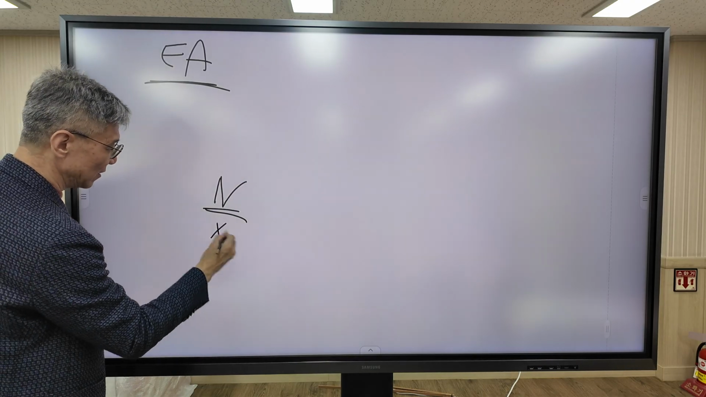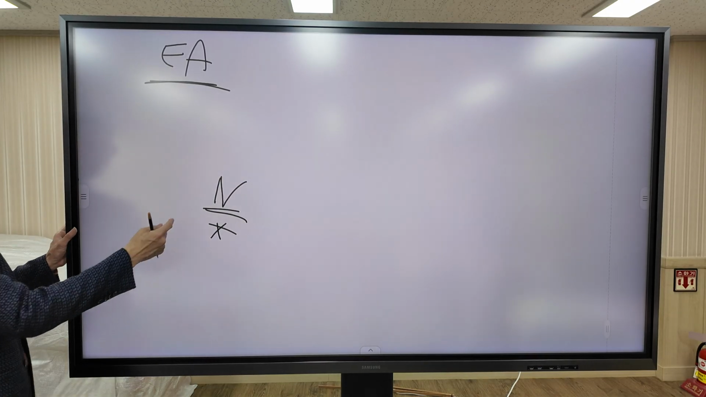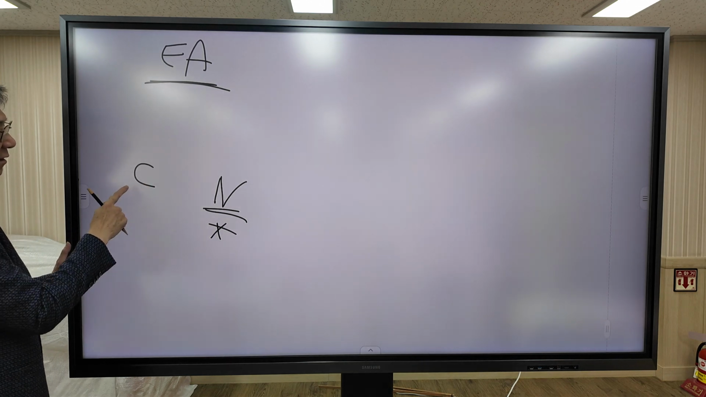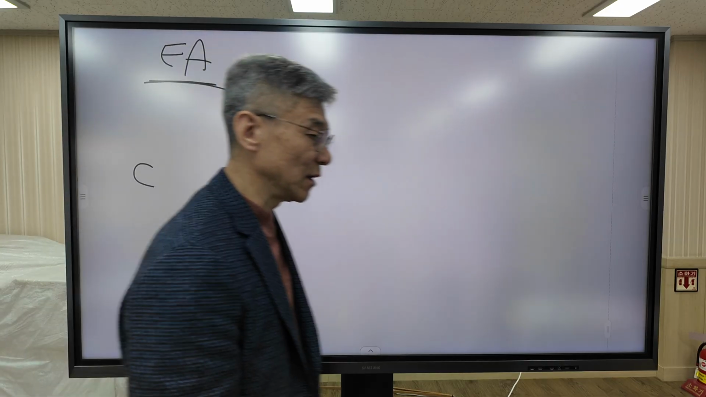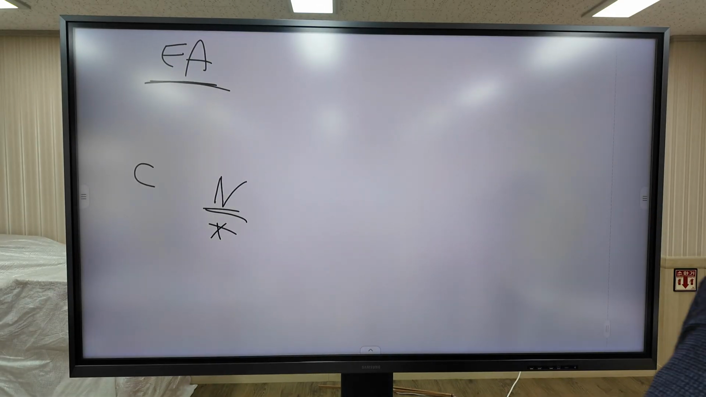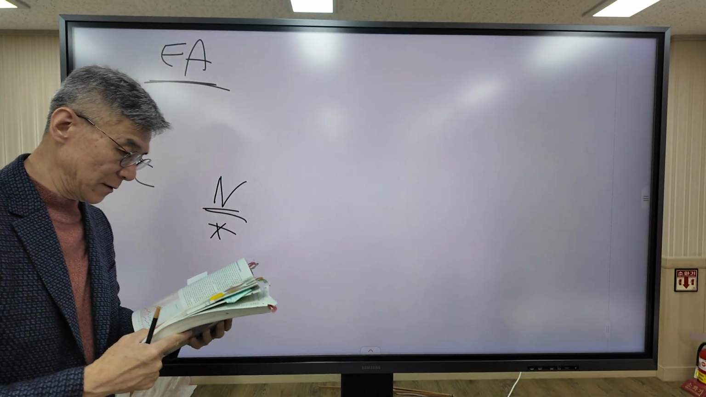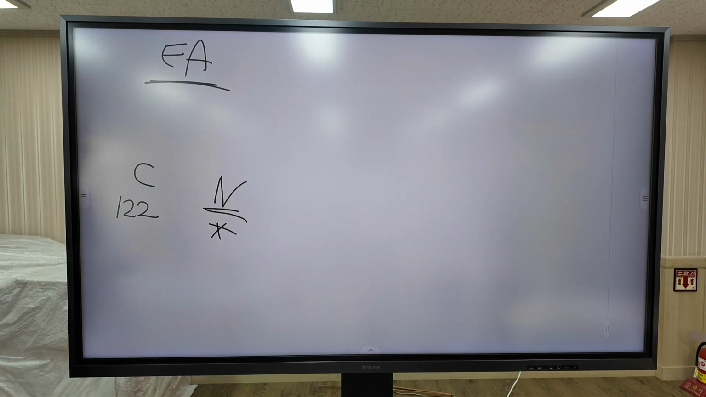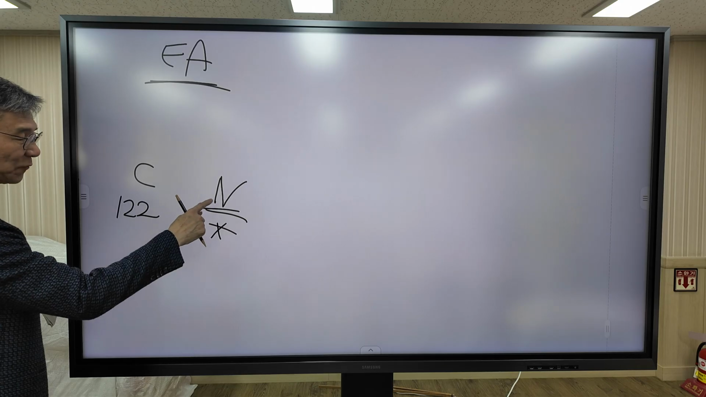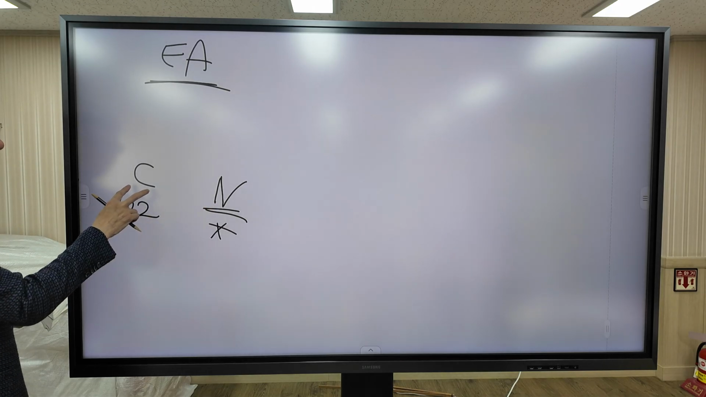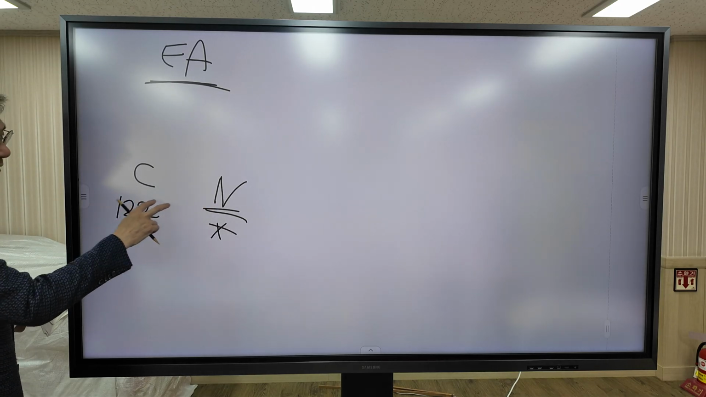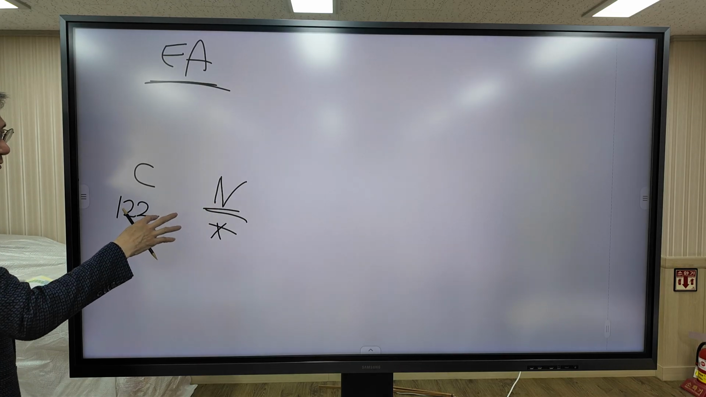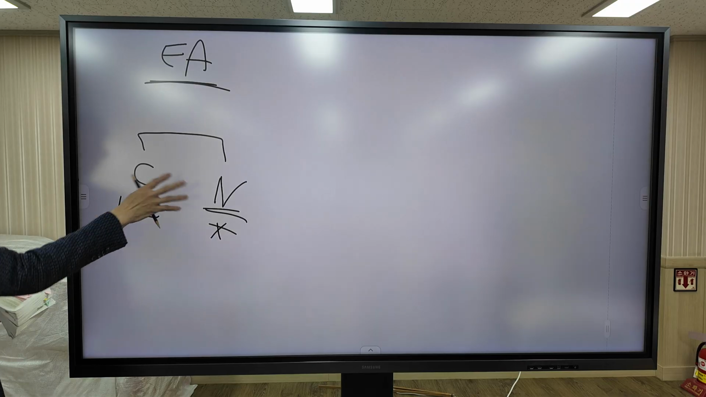But what is striking is that right next to nitrogen is carbon. The electron affinity of carbon is very, very large. It is 112 kilojoules. But for nitrogen it is very, very small. The electron affinity of carbon is very large, but that of nitrogen is very small. How do you explain this one?